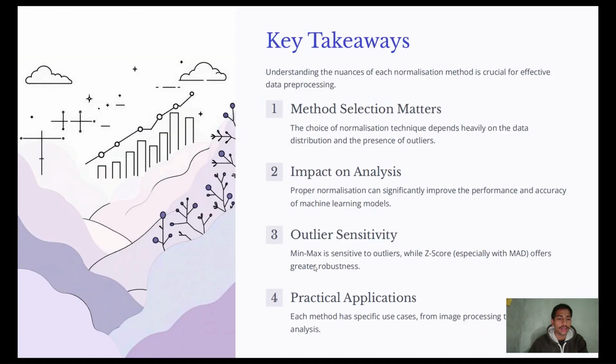Key takeaways are: First, selection matters. You must choose your method based on your data. If you have bounded data, use min-max. If you have outliers, use z-scores with mean absolute deviation. Second, impact. Proper normalization allows algorithms like neural networks or clustering to converge faster and perform accurately. Third, sensitivity. Always remember that min-max is sensitive to outliers, while z-score methods offer great robustness.